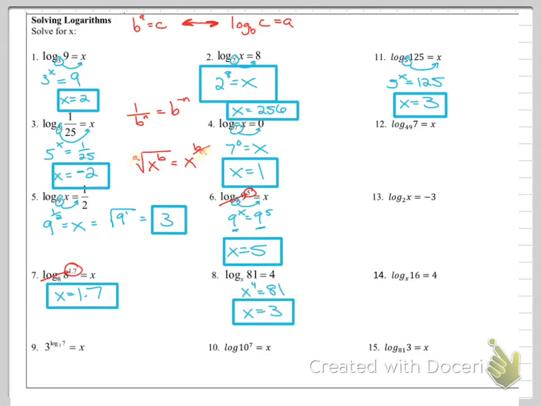Number 9 is another one of those special properties. 3 to the log base 3. The answer is just the exponent, 7. The value, sorry. Log base 10, well, I gave it away. There is no base, but there is an imaginary 10 there if there's no base written. And then the log of 10 to the 7th crosses out, and the answer is just 7.